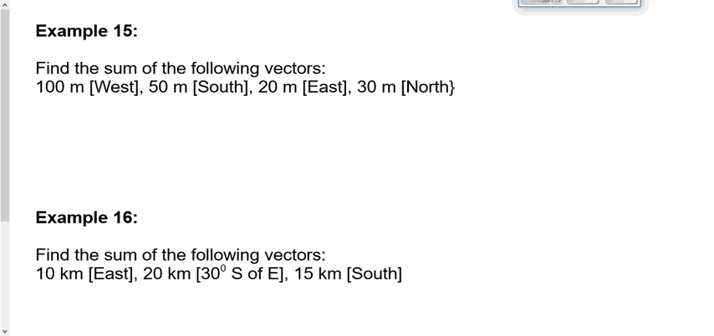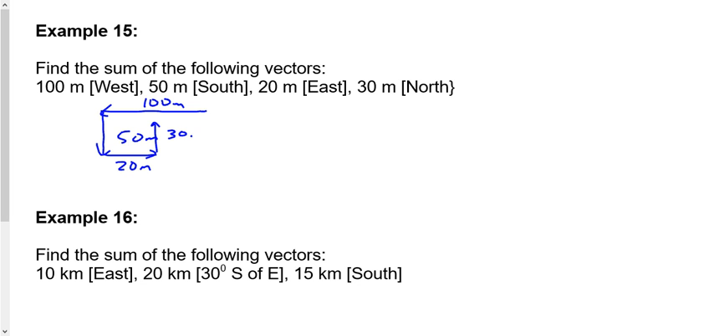Let's draw this first one. 100 meters to the west. Then we got 50 meters to the south. And notice that it's drawn head to tail. Then we've got 20 meters to the east. Again, drawn head to tail. And then we've got 30 meters to the north, and it's drawn head to tail as well.